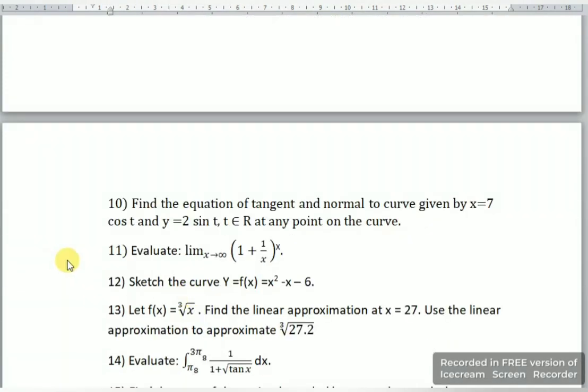Next one, find the equation of tangent and normal to the curve given by x equal to 7 cos t and y is equal to 2 sin t, t belongs to R, at any point on the curve. Next one, evaluate the limit as x tends to infinity of (1 plus 1 by x) to the power x. Next one, sketch the curve y is equal to f of x equal to x squared minus x.